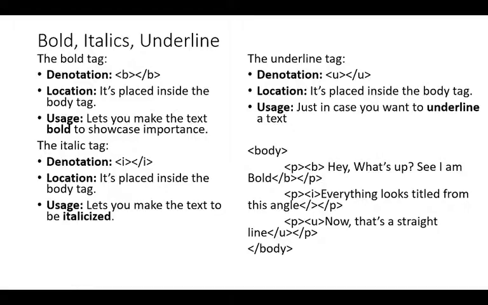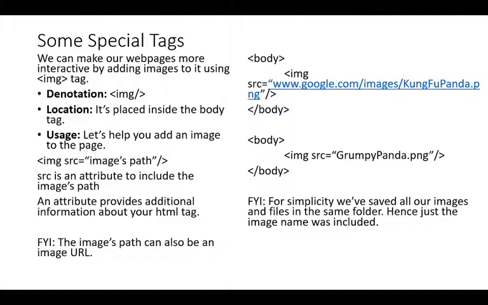I showed you the bold, italics, and underline. So now we're going to go to some special HTML tags. We can make our web page more interactive by adding images to it using the img tag. The notation is img, a self-closing tag, and its location is inside the body tag. It helps us add an image to the page.